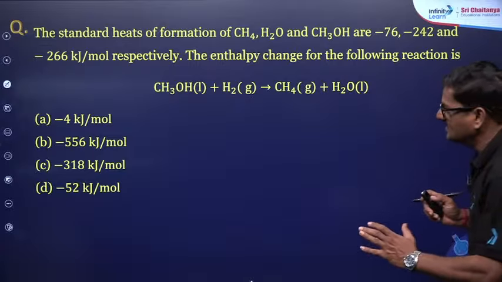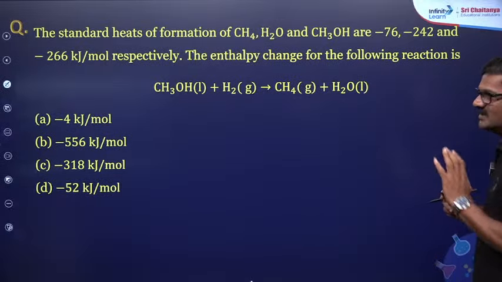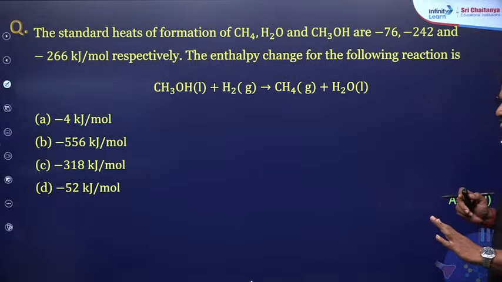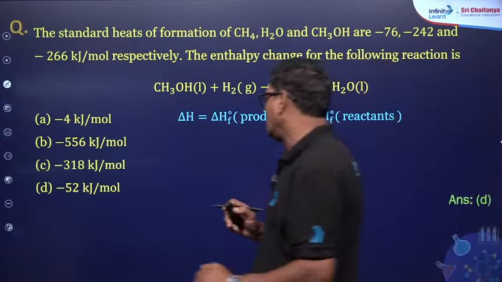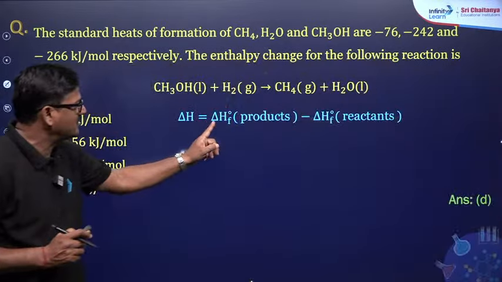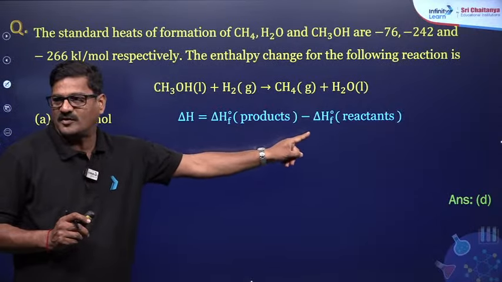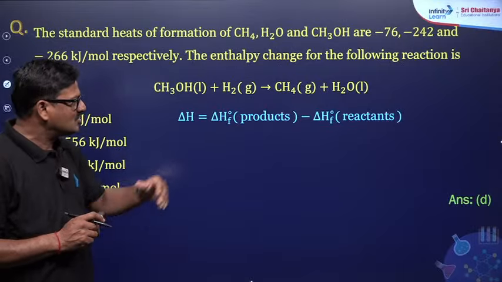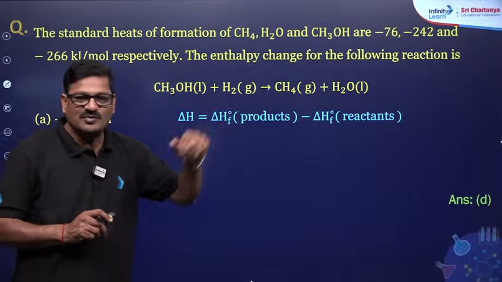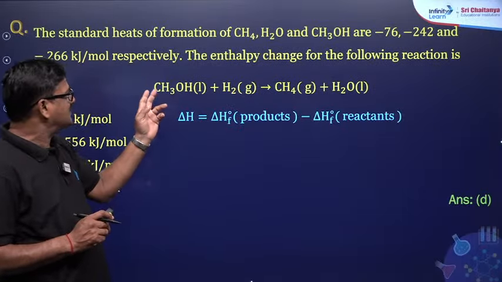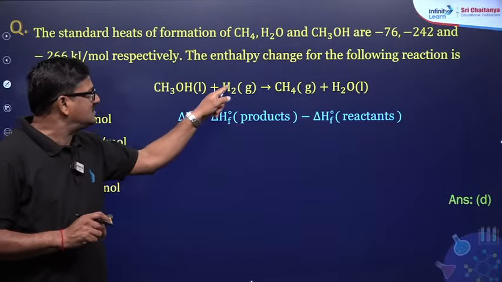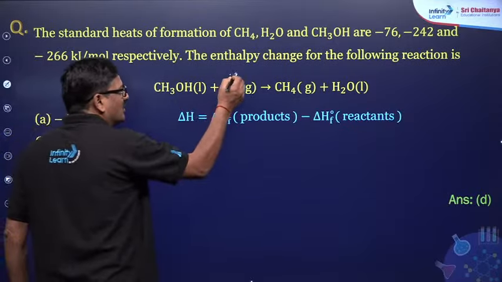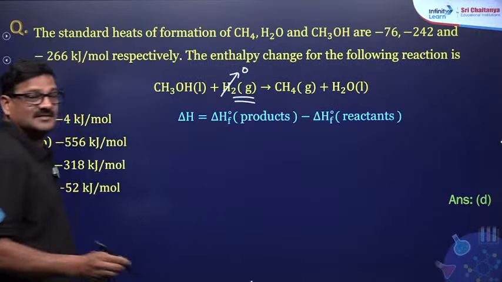So in this case, this is the required equation. Let it be, the answer is going to be minus 52 kilojoules. Children, here delta H is equal to enthalpy of formation of products minus enthalpy of formation of reactants. So products are methane and H2O, and reactants are methyl alcohol and hydrogen. You know its value is taken as zero because it is in elemental state.